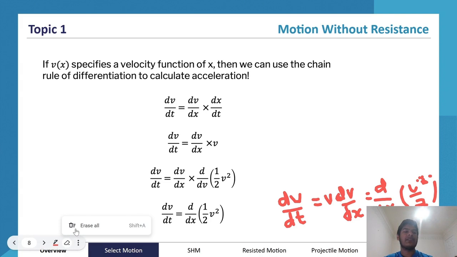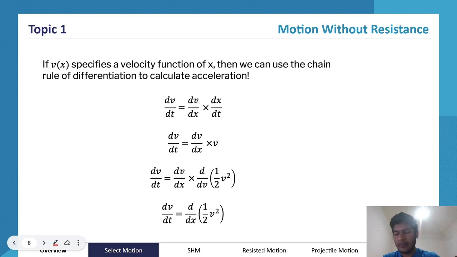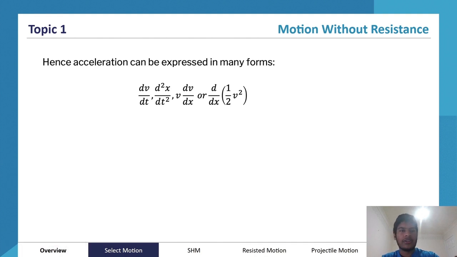Now, we have to be careful in picking which form is applicable to each question. These are our different forms of acceleration. We've got dv dt, just the rate of change in velocity. And because velocity is the rate of change in position, we can express the acceleration as a second derivative of position with respect to time. Then we came up with our v dv dx expression, which is just an application of the chain rule. And then we came up with this expression here, which involved finding an equivalent expression for velocity as a derivative, and then applying the chain rule. So these are our four forms of acceleration.